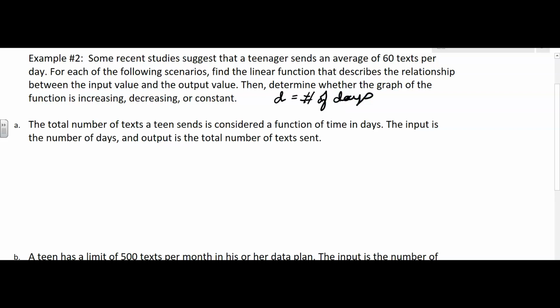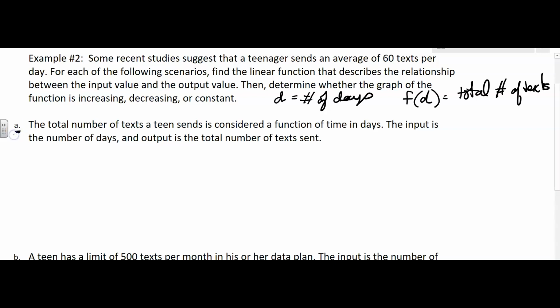And what is going to be the output? I'm going to call my function f of D. The output is going to be the total number of texts that the teen sends. Okay? So that's this idea. 60 texts every day. So day 1, 60 texts. Day 2, 120 texts at that point, because there will be 60 more, right? Okay, so that's this idea here.